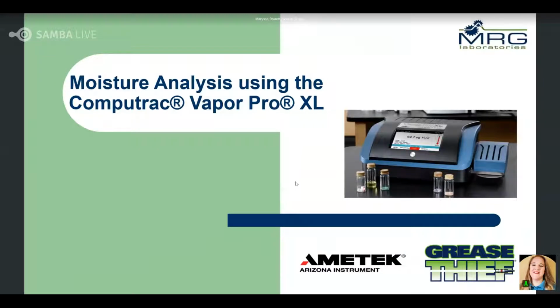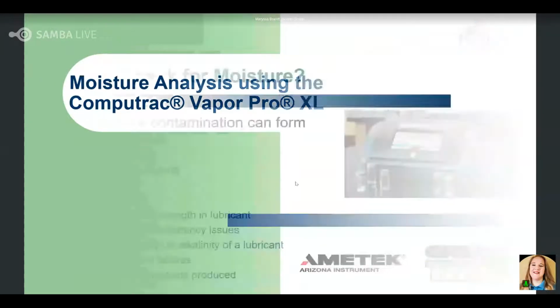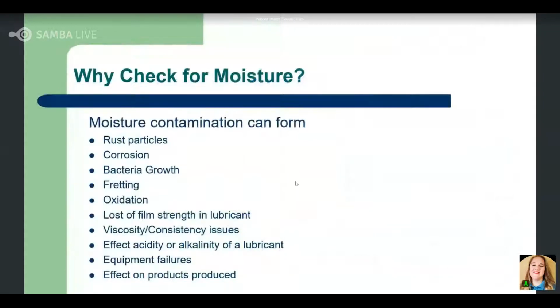I'm going to be talking about moisture analysis using the Vapor Pro XL. So why do we check for moisture? Why do we care about moisture? Moisture contamination can form rust particles. It can lead to corrosion, bacteria growth, fretting, oxidation, loss of film strength and lubricant. It can lead to viscosity or consistency issues. It can also affect the acidity or the alkalinity of a lubricant. And all of that can lead to equipment failures or effects on our products produced.